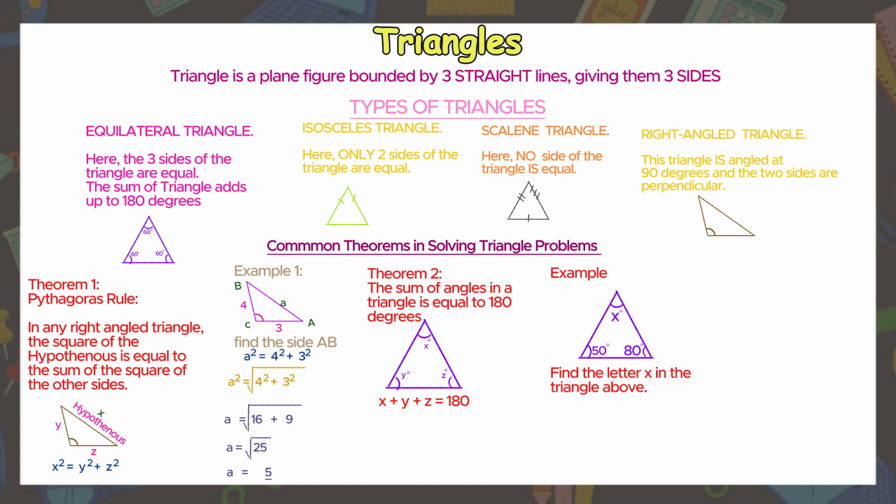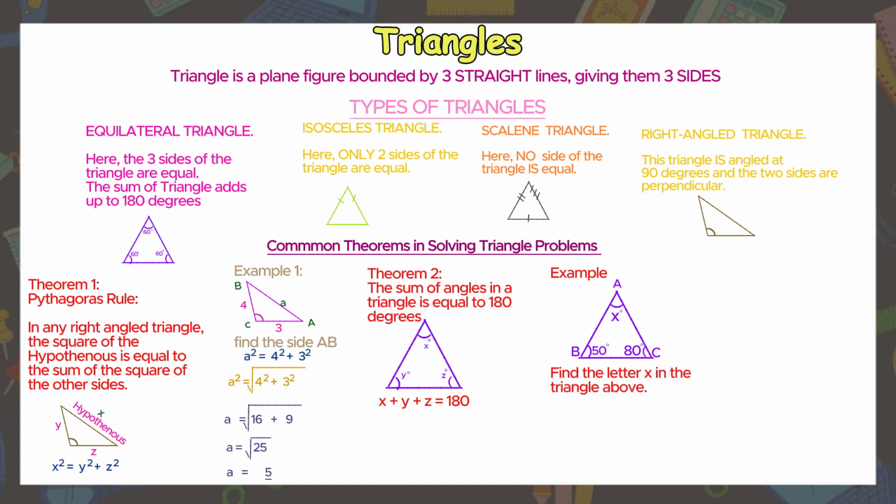The question says, find the letter X in the diagram given below. We have 50 degrees here, 80 degrees here, but this angle is unknown. Let's say this is A, B, and C, and we have to find X. The second theorem says that the sum of angles in a triangle is equal to 180 degrees. So that means the addition of all this, that is the meaning of sum, x.